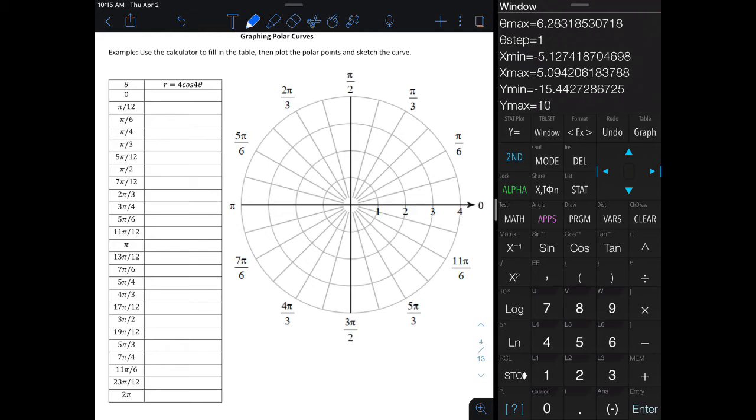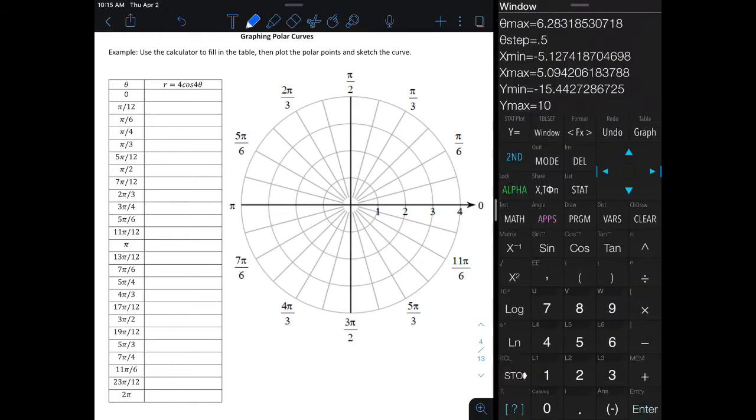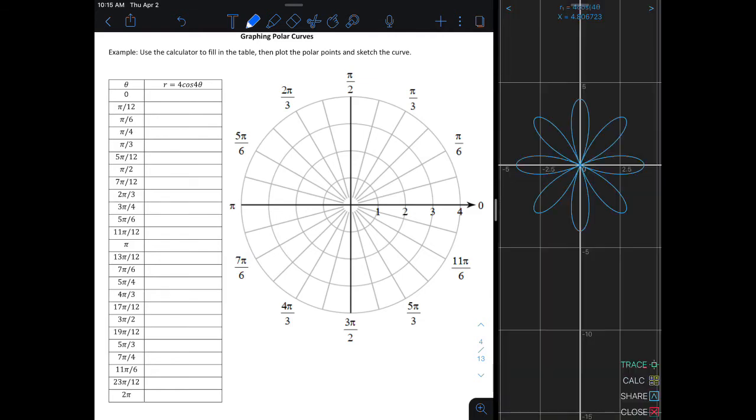Even if I made it 0.5, where it would make 12 data points over that interval, it's still very rigid and not very smooth. So the theta step has a pretty big effect on the appearance of the graph. Let me go back to the way it was, 0.0174, I think is what it said, and that brings it to be nice and smooth. So this is what the graph should look like when we're all said and done.